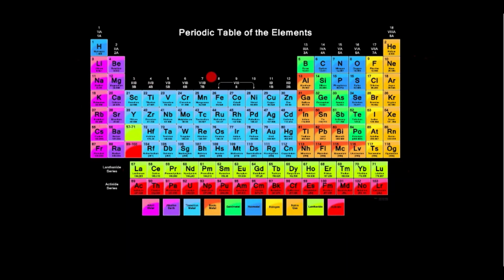Now coming to group third A of the periodic table, this group is known as the boron family because this group starts from boron. That's why this group is known as the boron family.